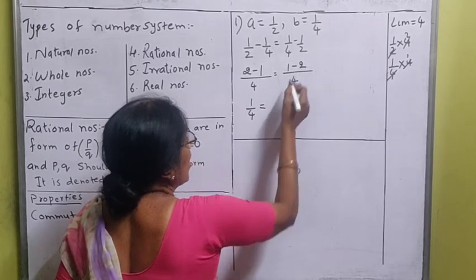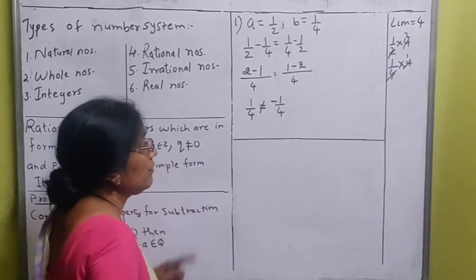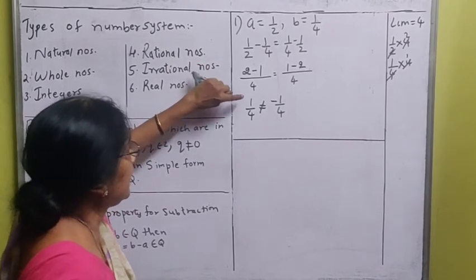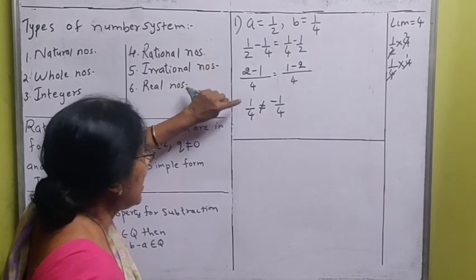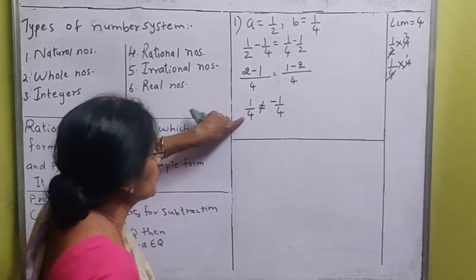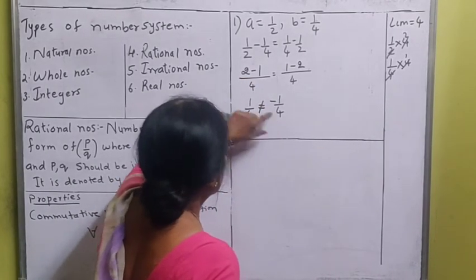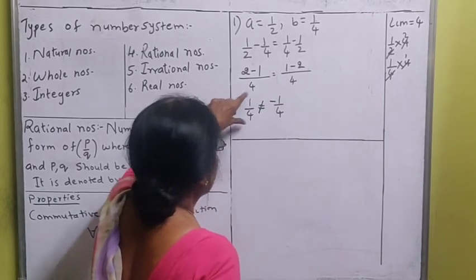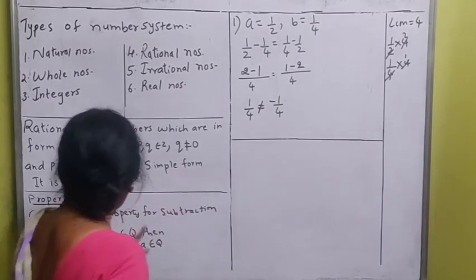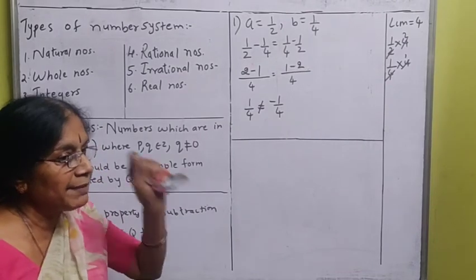Greater number is 2, minus sign is there, so you will get minus 1 by 4. Both are not equal because in the first rational number the numerator is positive and even the denominator is positive. Means P is positive number, Q is positive number. Here P is negative number, Q is positive number. These two can become equal if the numbers are same and signs are same. So we can say that for first example, the commutative property for subtraction did not prove true. But with only one example we cannot say.